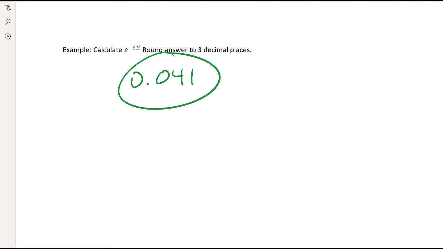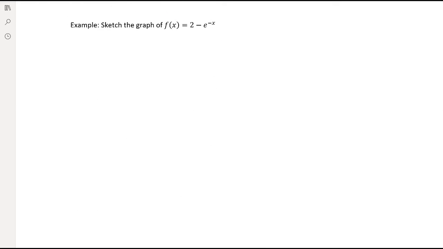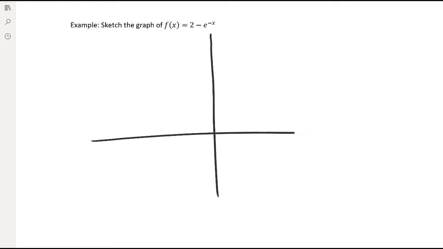All right. So that's how you calculate e to that power. All right. Let's keep it moving. Here we go. Sketch the graph of f of x equals 2 minus e to the negative x. All right. So this will be a nice little refresher on how we perform transformations.